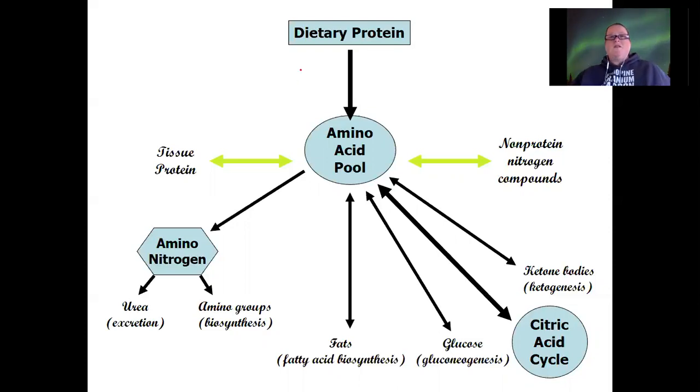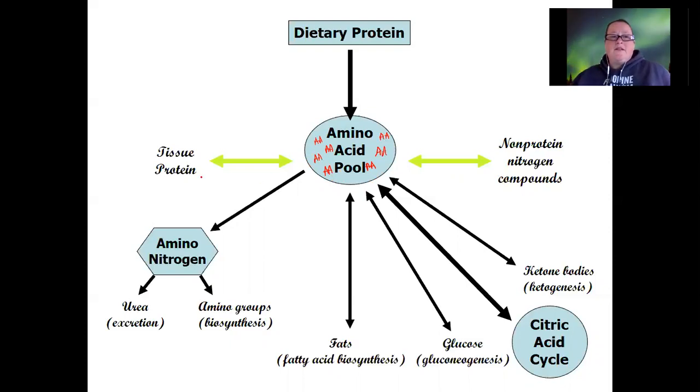So it all starts with the protein that we eat. Our dietary protein. So we take in our dietary protein and we break that protein down into the individual amino acids. So we can call this an amino acid pool. And in our cells and in our blood at any given time, there are lots of free floating amino acids. And we call that our amino acid pool.